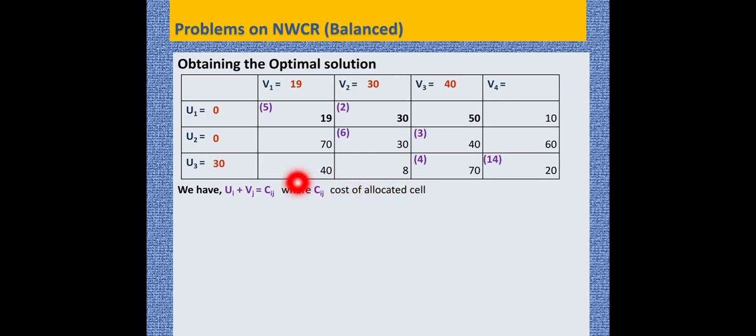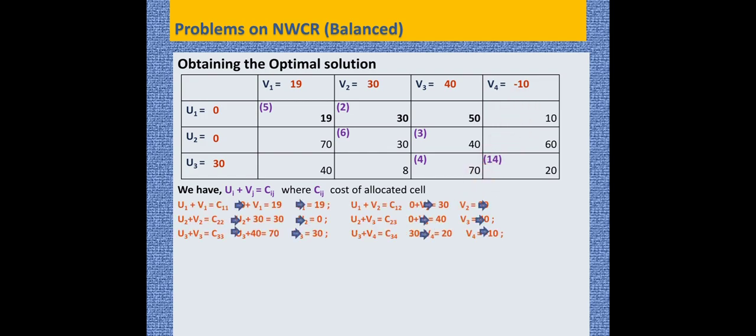Similarly, now U3 plus V3 is equal to 70. Since V3 is 40, U3 will be 70 minus 40, that is 30. Now U3 plus V4 is 20. Since U3 is 30, 20 minus 30 is minus 10. So it has been written here.